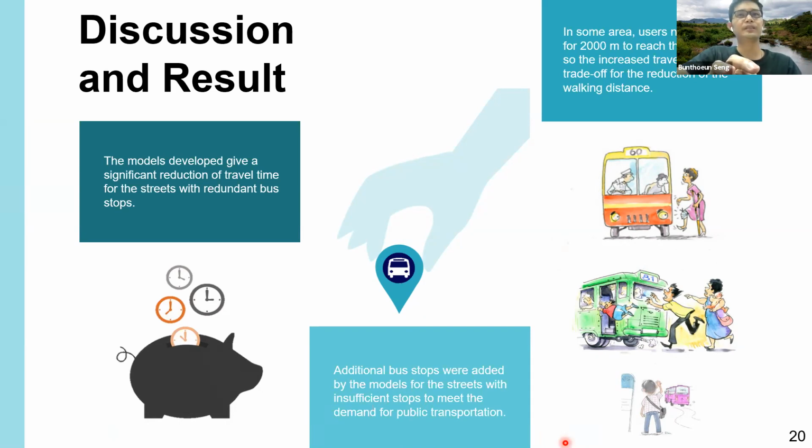And in some cases, we consider that the people have to walk around 2,000 meters to reach the service. So the increase in travel time on the bus is the trade-off for the walking distance of the people.